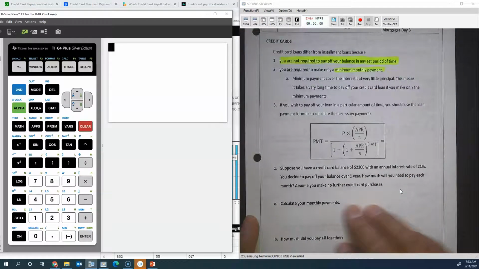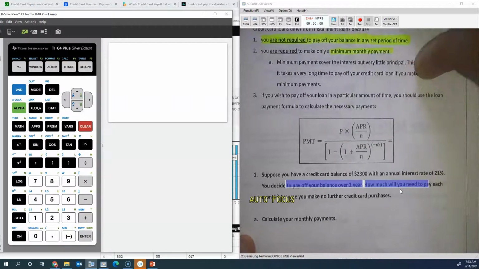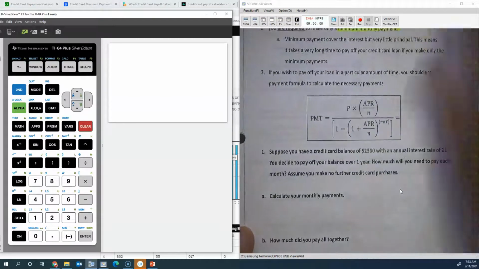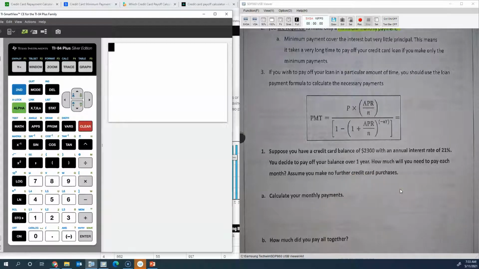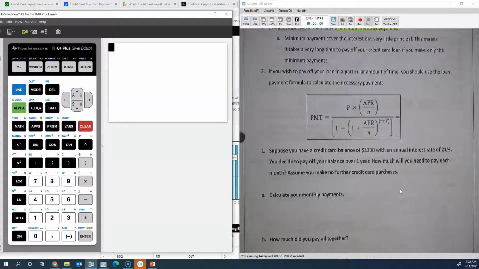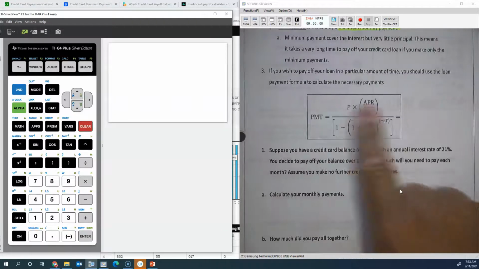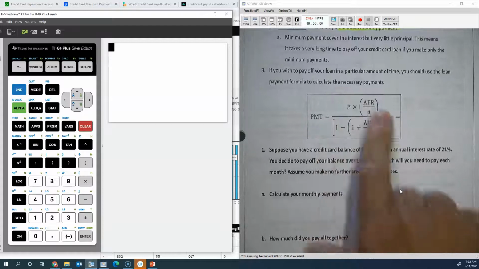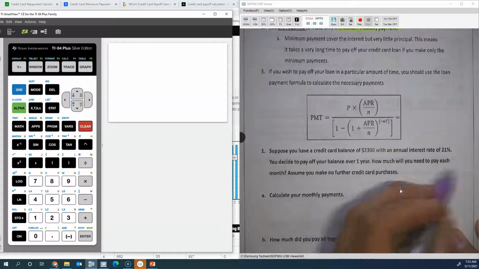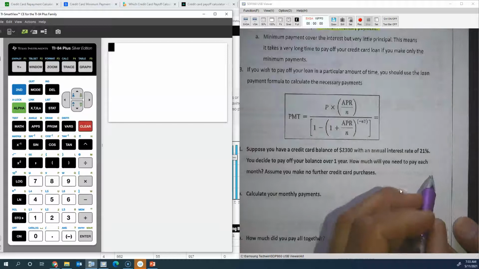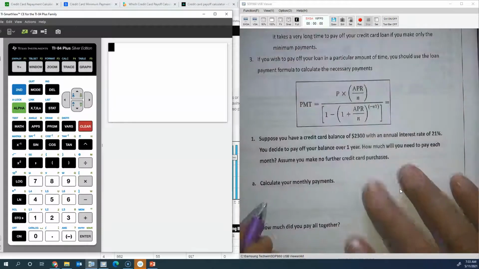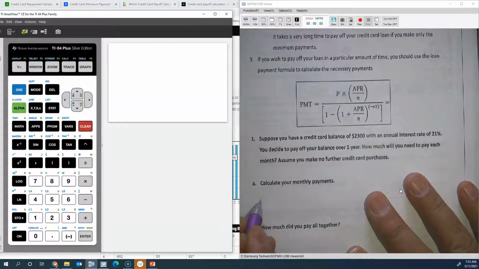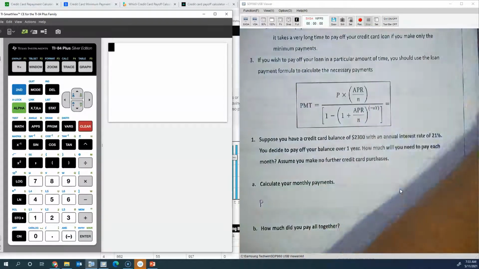So let's say you've got a credit card balance of $2,300. The interest rate is 21%. You want to be out of debt in 1 year. How much will you need to pay each month? So what we're going to do is calculate it using this formula here. Based on that, our principal is 2,300, so I'm going to substitute that in for P.